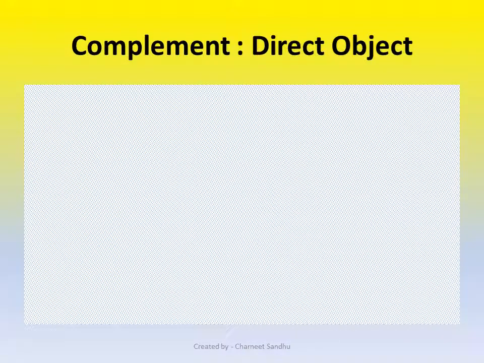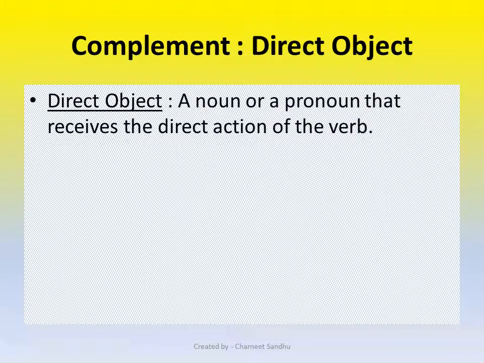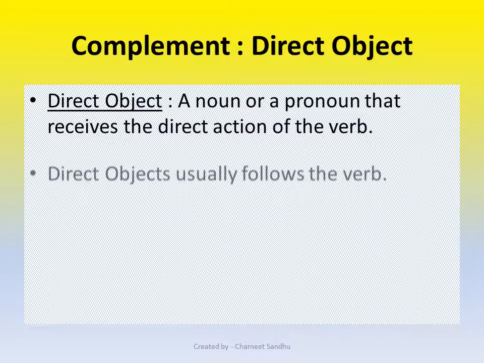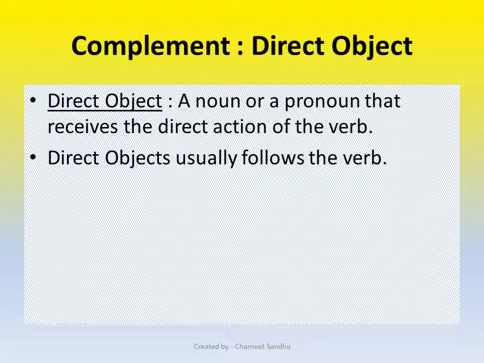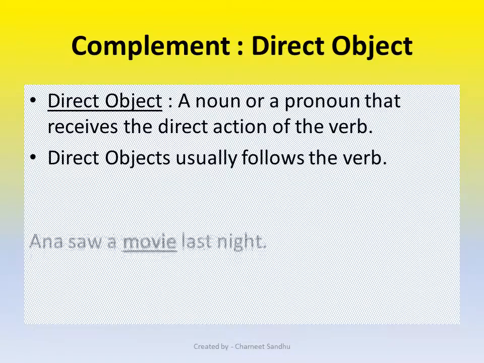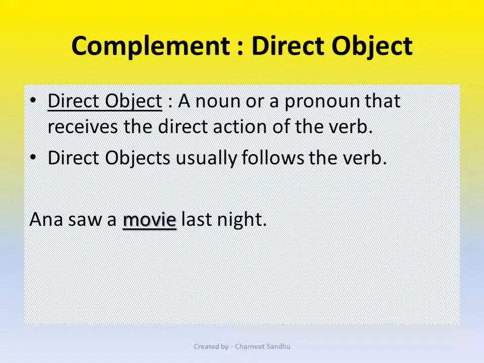Direct object. A noun or a pronoun that receives the direct action of the verb. A direct object usually follows the verb. In this example, Anna saw a movie last night. Anna is the subject. Saw is the verb. So which word is the direct object? Movie. Movie receives the direct action of the subject Anna.